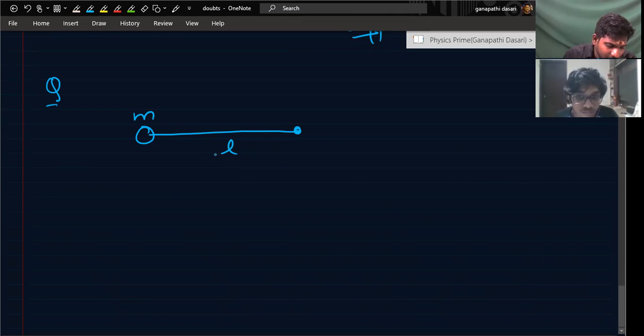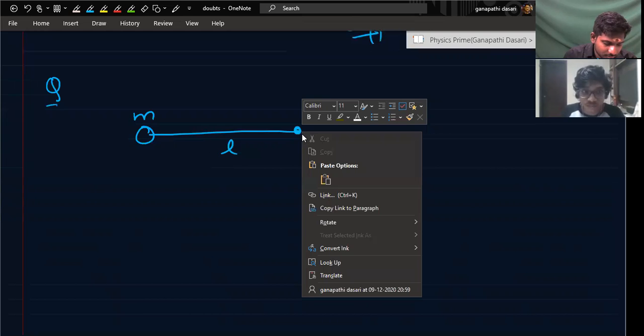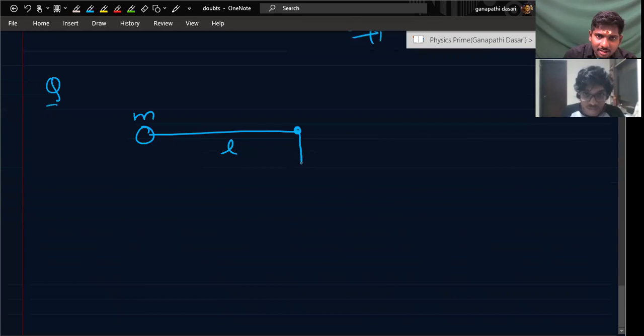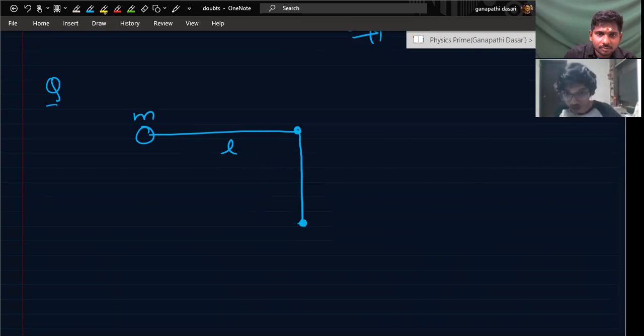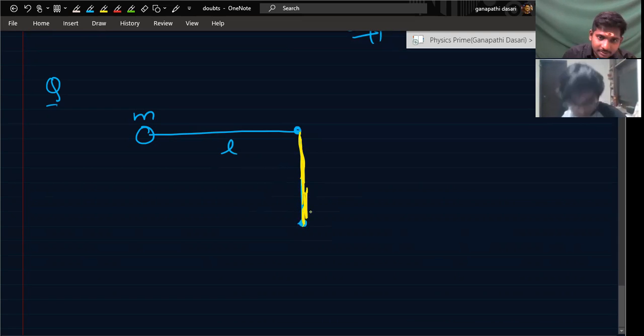When it is vertically below O, the string makes contact with a nail. There is a nail here. Next form of question. I don't think he'll generally ask this question for NEET, but the nail, it will touch the nail here. What will happen?